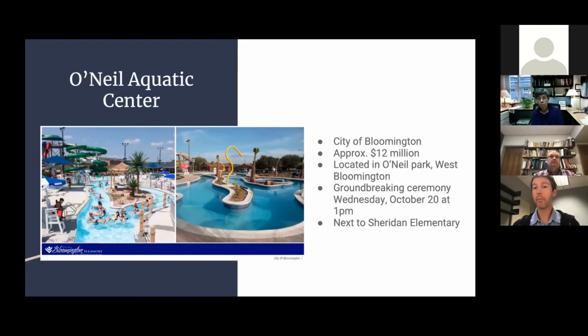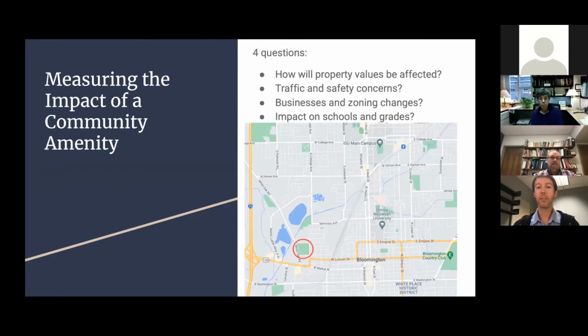I'll show you on the map where it's at. Actually, they're going to start construction next week, so you could go to the groundbreaking Wednesday at 1 p.m. next week and watch them start the first of the construction. It's also next to a school, Sheridan Elementary. And here's where it's at. It's the red circle down there at the bottom left. That's close to White Oak Park. It's called O'Neill Park now, and it's going to be called O'Neill Aquatic Center when it's put in.